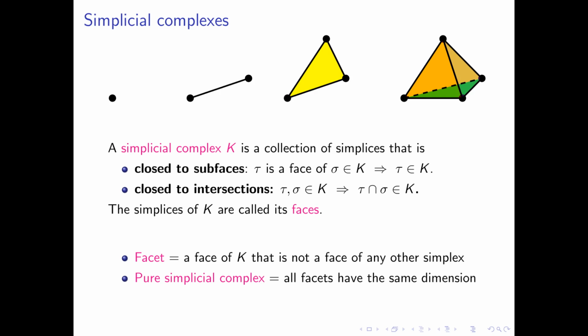A facet of a simplicial complex is a face that is not contained in any larger face. And a simplicial complex is called pure if all its facets have the same dimension. So, for example, if I have a pure 3-dimensional simplicial complex, that means that I have a collection of tetrahedra that are glued together along faces, along triangles, edges, points.